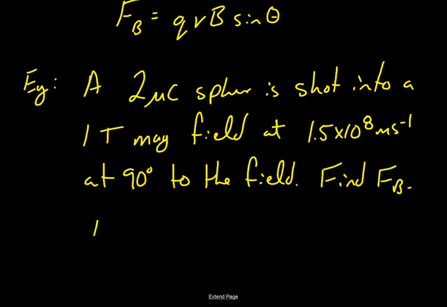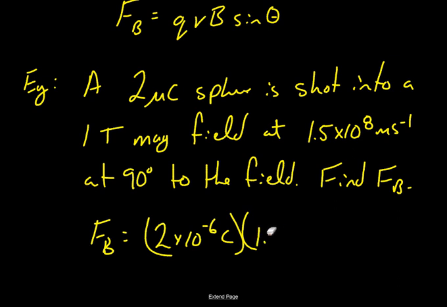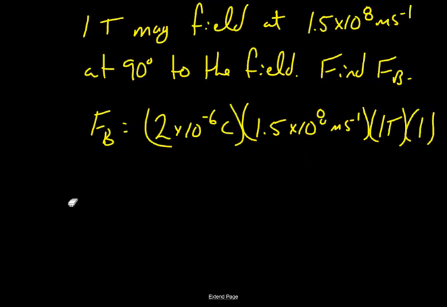Well, straightforward. It's in this setup, so 2 times 10 to the negative 6 coulombs. Velocity, oh, we got this thing flying fast. And B we said was 1 T, and sine 90 is just 1, so we just put a 1 at the end. Let's see what we get. No calculator necessary for this. 2 times 1.5 is 3. 8 plus negative 6 is 2, so we should get 3 times 10 to the 2 newtons.